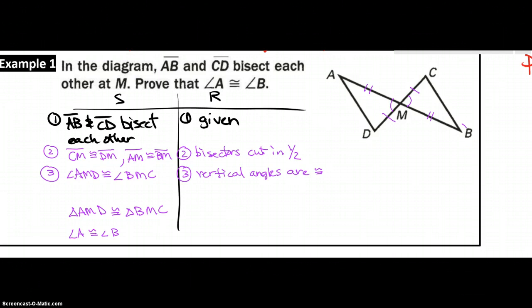Yep. Next step. Do we have enough to prove triangle AMD congruent to triangle BMC? Yes. Why? Side angle side, right? Now that we know the triangles are congruent, we also know, even though it's not marked, that angle A is congruent to angle B, because if triangles are congruent, and notice I am abbreviating here, then their parts are congruent.